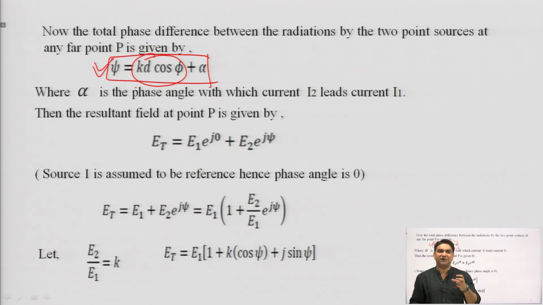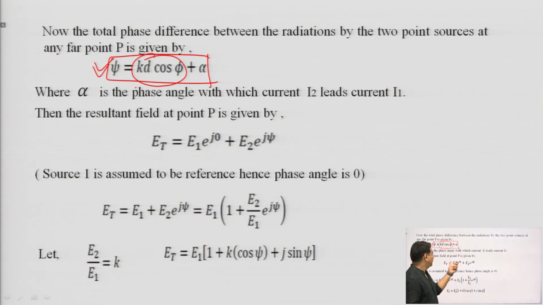where alpha is the phase angle with which current I2 leads current I1. I1 is the current given to point source number 1, and I2 is the current given to point source number 2, and these two currents already have a phase difference of alpha. And this k d cos phi is the phase difference which arises due to the spacing of d between these 2 point sources.